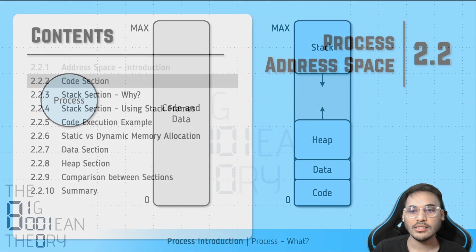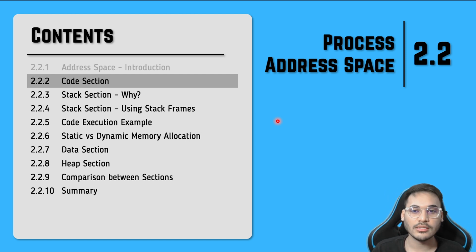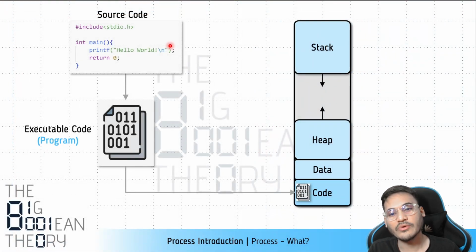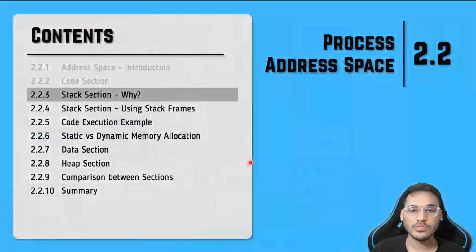Then in the subsequent videos we looked at each of the individual sections one by one, and in the second video we looked at the code section, right? As you can see, there is a source code, and when you compile it you get a program. The program is a bundle of the instructions and the data, and your instructions, which are in the binary format, go into the code section. So this section is purely for the instructions, and all the other sections store some kind of data, right? So this was about the code section.